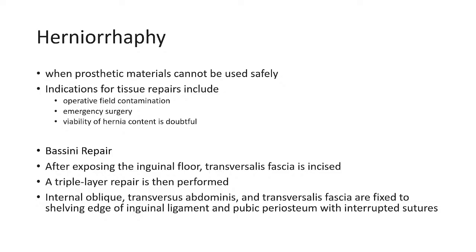First we discuss some tissue repairs. Bassini repair is a tissue repair. Here, after exposing the inguinal floor, we do all these procedures first: open the inguinal canal, identify and dissect out the spermatic cord, identify the sac, open the sac, reduce the content, close the sac. Then after this we start the repair. Expose the inguinal floor, the transversalis fascia is incised, and a triple layer repair is then performed.